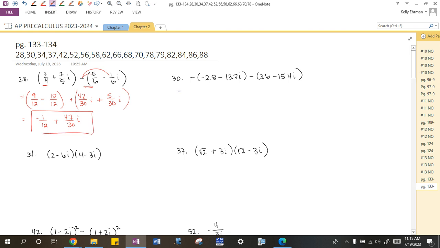Right? With decimals, same idea. I'm going to distribute the negative here. So I've got 2.8 plus 13.7i. Distribute this negative. Minus 3.6 plus 15.4i.